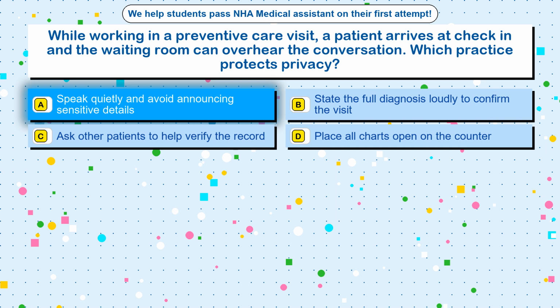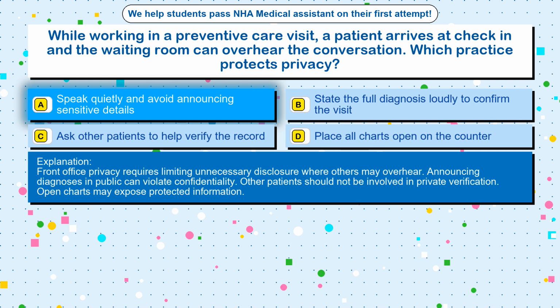The correct answer is option A. Speak quietly and avoid announcing sensitive details. Front office privacy requires limiting unnecessary disclosure where others may overhear. Announcing diagnoses in public can violate confidentiality. Other patients should not be involved in private verification. Open charts may expose protected information.